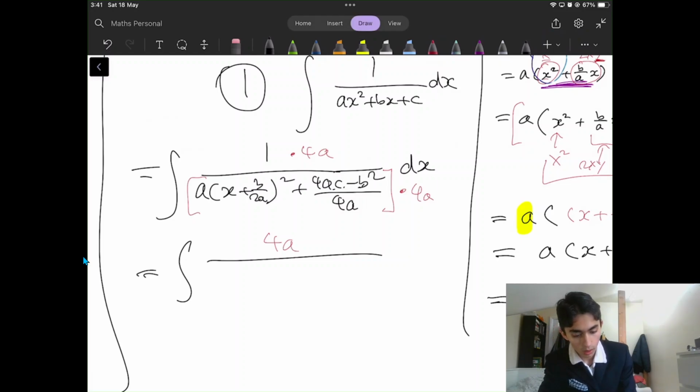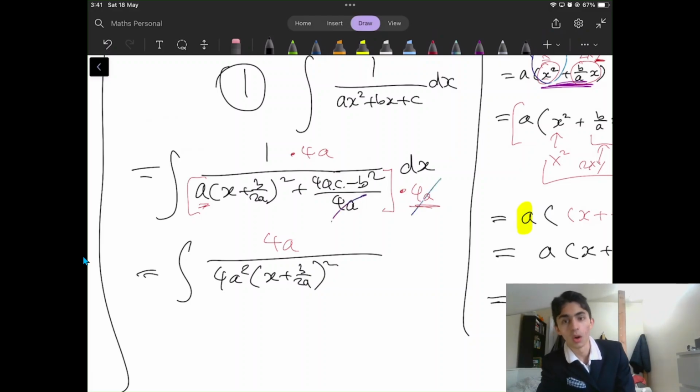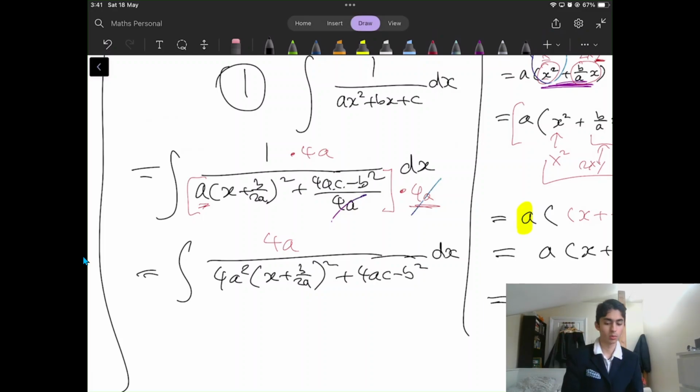On the bottom, well, if we multiply this 4a by that a, we get 4a squared. Okay? And then we have x plus b over 2a squared. And this 4a and that 4a will cancel. That was the whole point of multiplying by 4a in the first place, right? So that we could remove the fraction within a fraction to just get a single fraction, right? And that's what we result in.